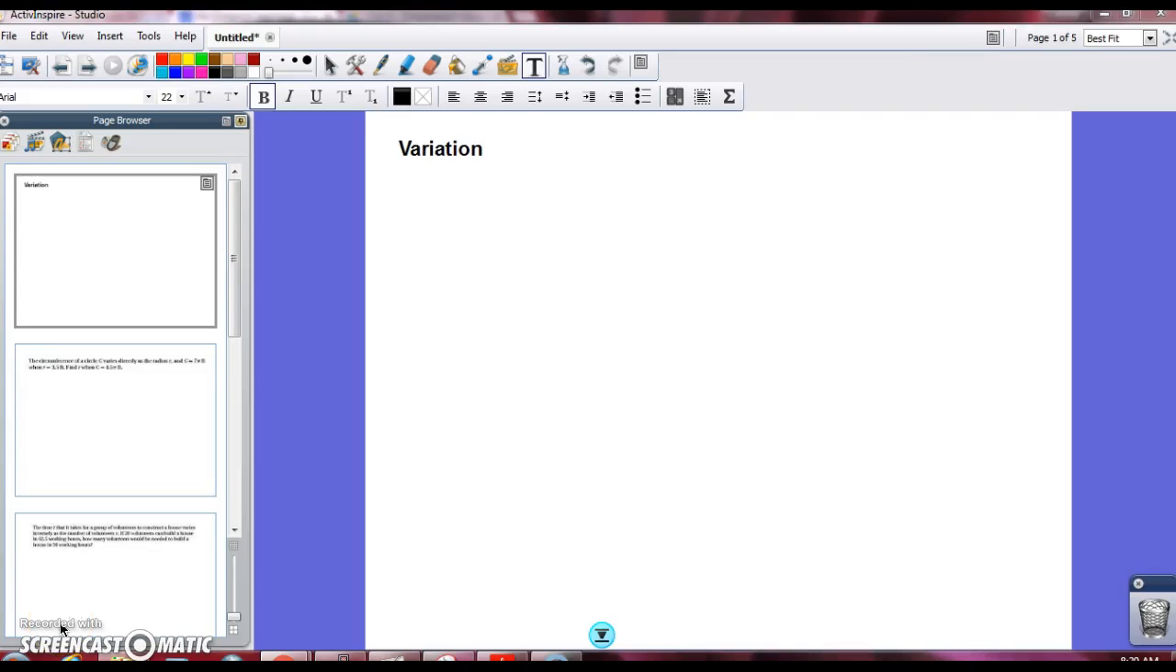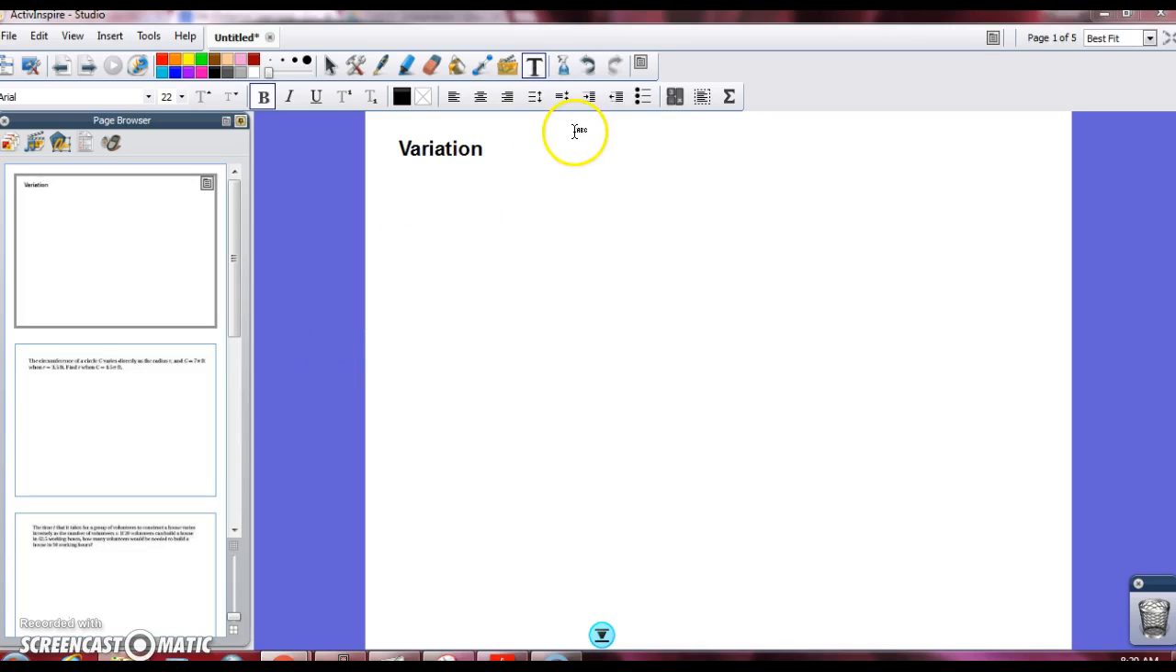Hi everyone, today we're going to go through some example problems of different types of variation. Yesterday in class we talked about direct variation and inverse variation, and we went through the basics. I'll review them here as well, and we're going to go through some example problems. We're also going to talk about joint variation and combined variation. So let's do a quick review.